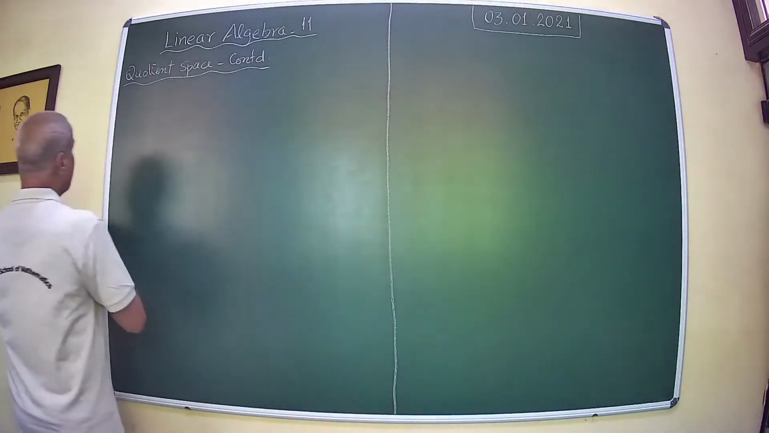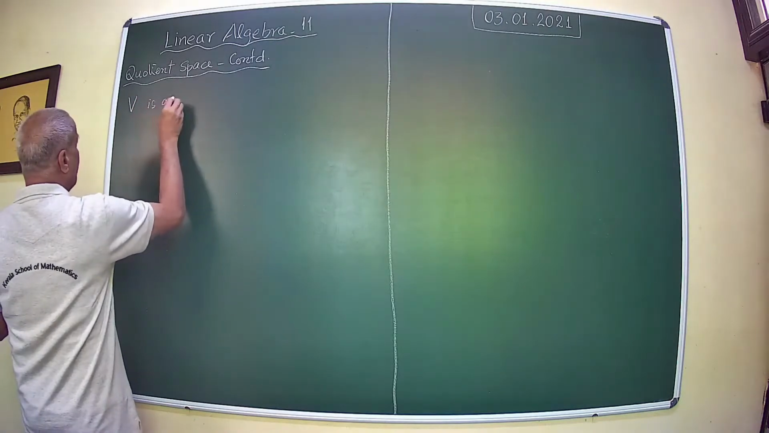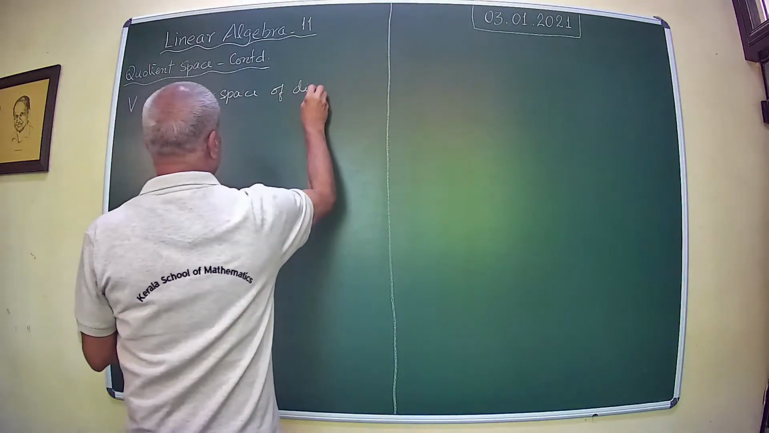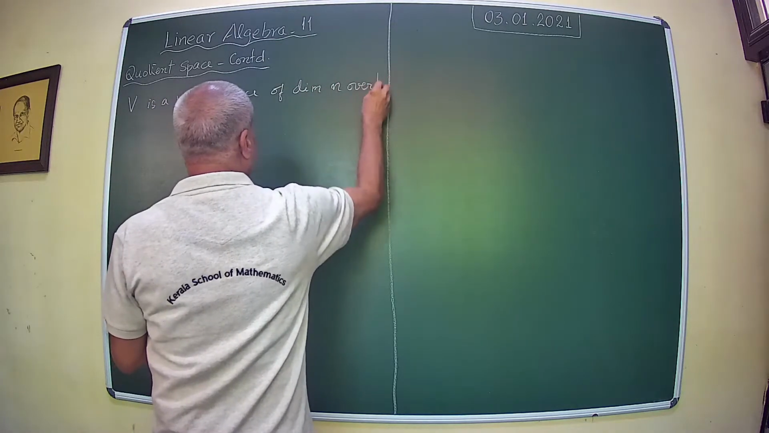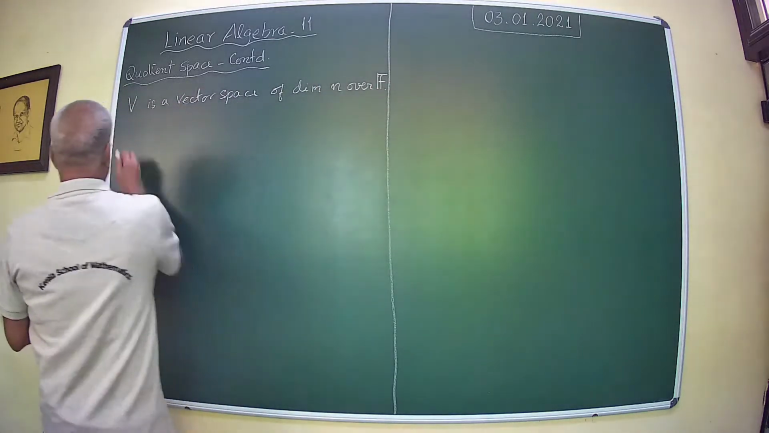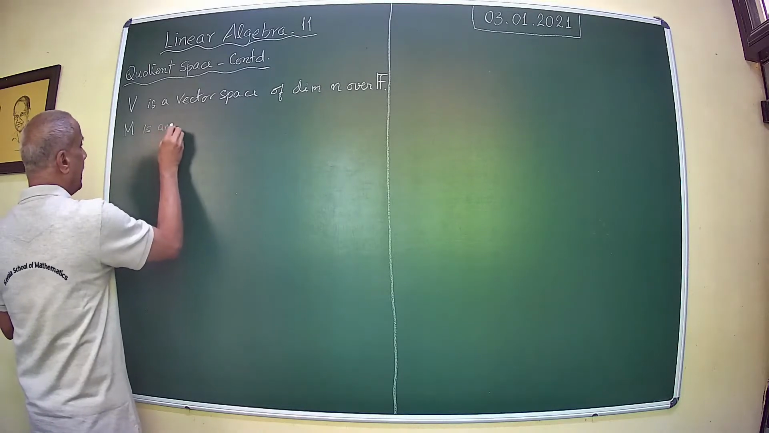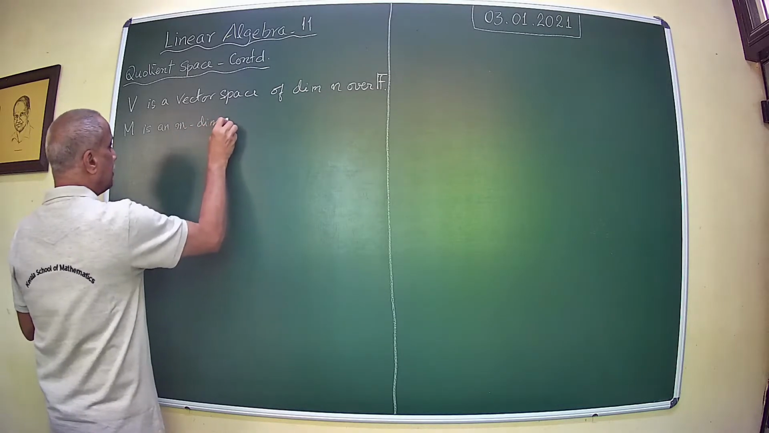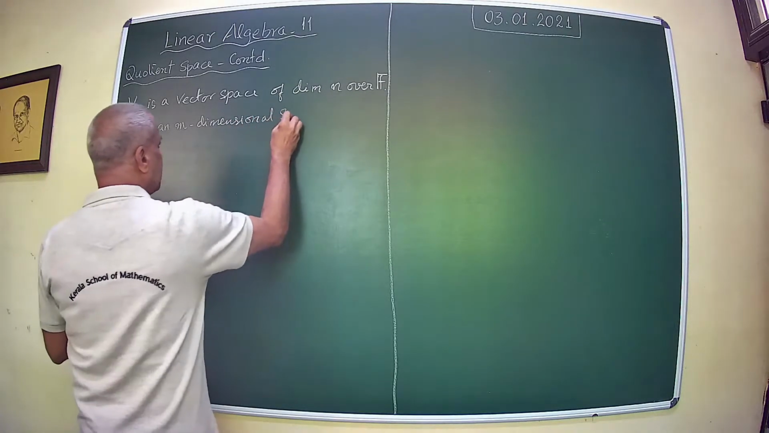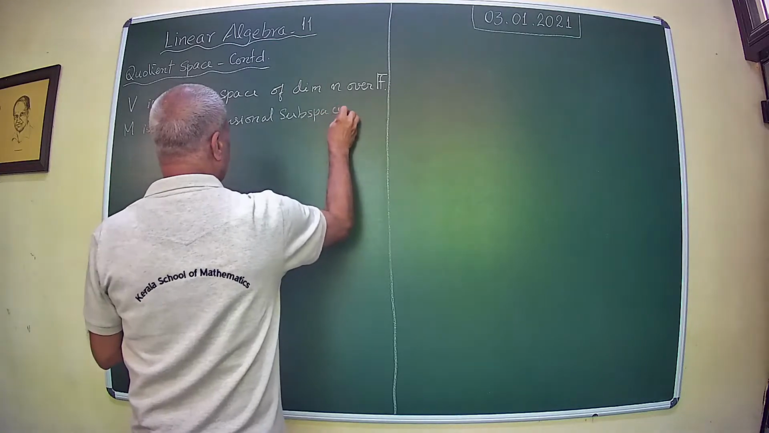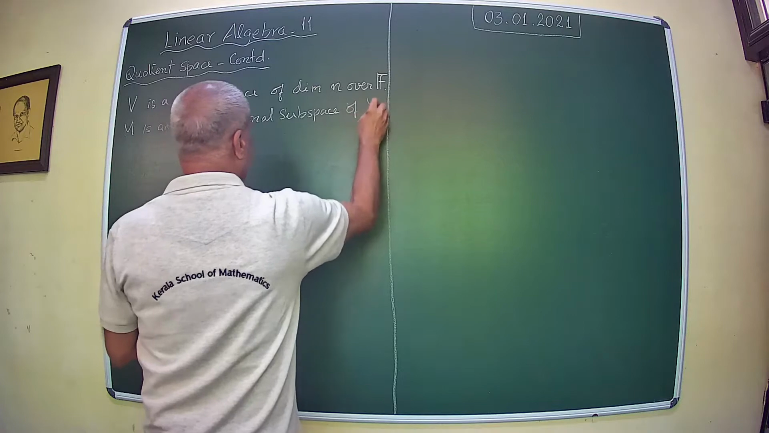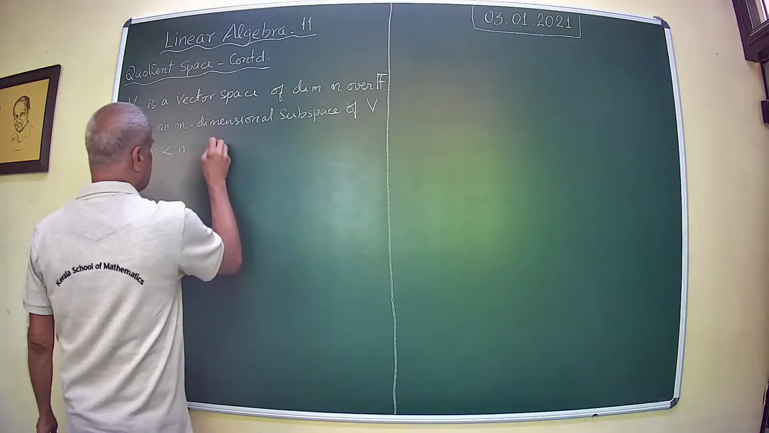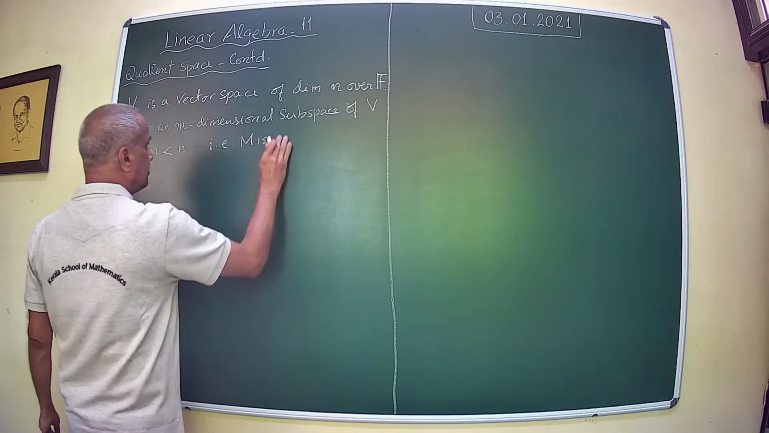So the preliminaries are: V is a vector space of dimension n over a field F. M is an m-dimensional subspace of V, where 0 less than m less than n. That is, M is a proper subspace.